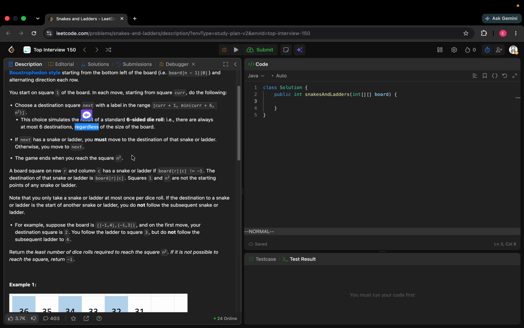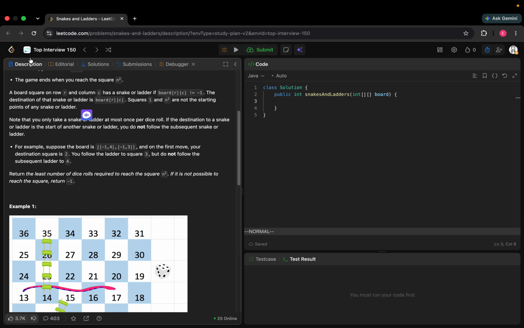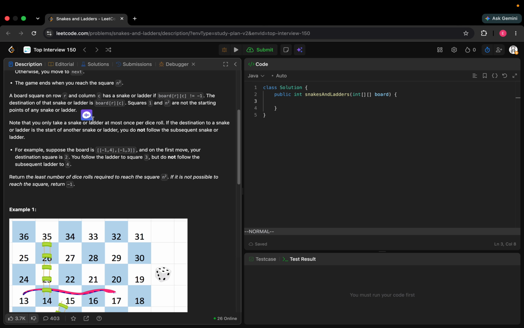If next has a snake or ladder, you must move to the destination of the snake or ladder. Otherwise, you move to next. The game ends when you reach the square n squared.